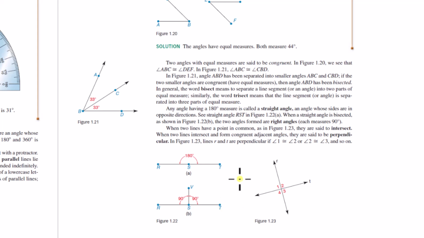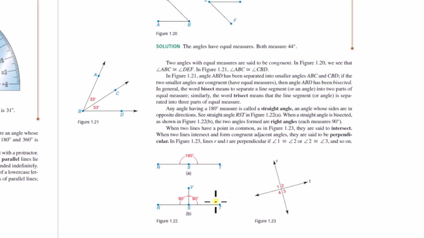So when two lines have a point in common, as in figure 1.23, they are said to intersect. When two lines intersect and form congruent adjacent angles, they are said to be perpendicular. The meaning of intersection is that two lines have a point in common. So both of these are intersecting. Line segment SV is intersecting line segment RT. So these are both intersections. This one is a little bit different in that the two lines are extending infinitely.